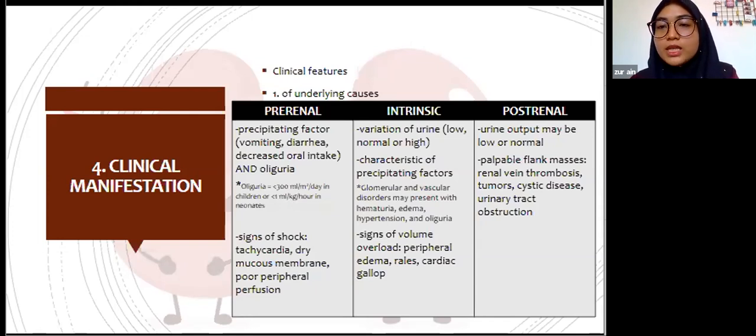On physical examination. And then for post-renal, because it's obstruction, urine output can be low or normal depending on the level of the obstruction. We can do physical examination to look for any palpable mass or distended bladder due to hydronephrosis.